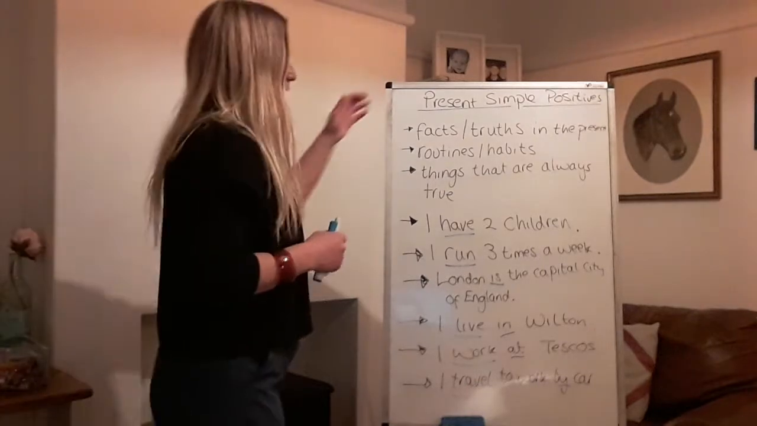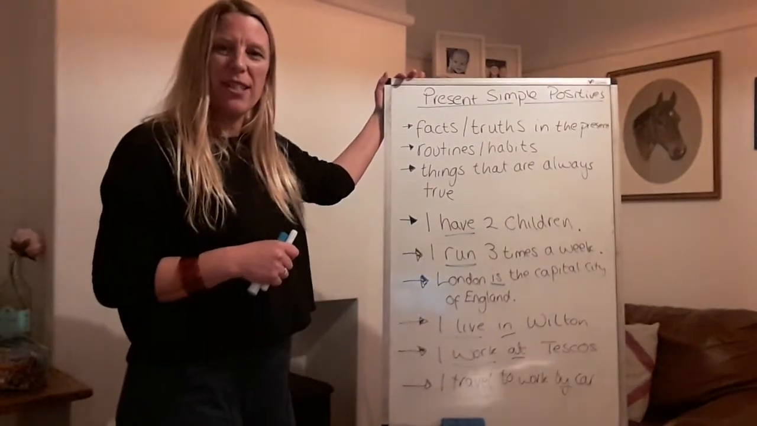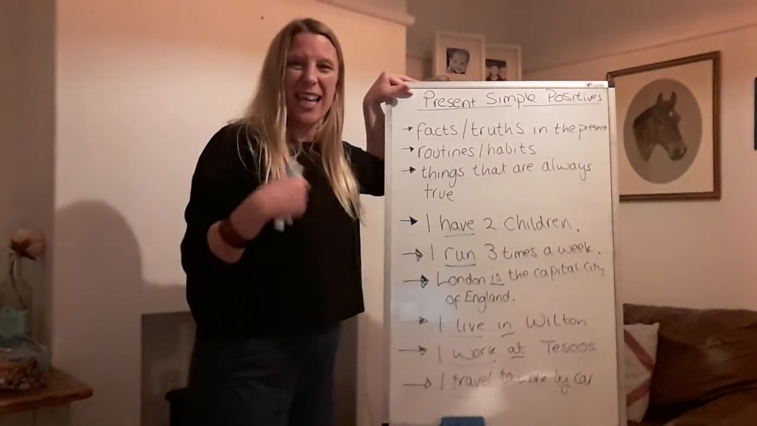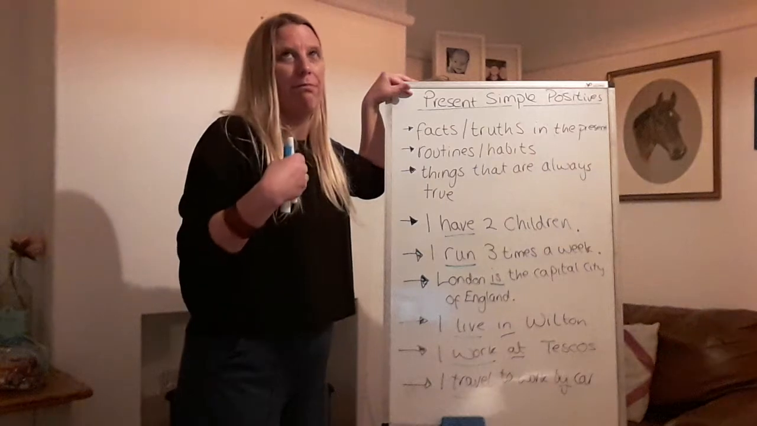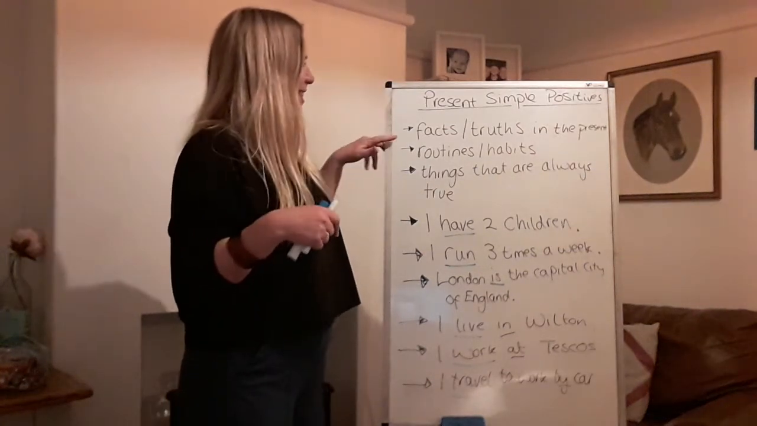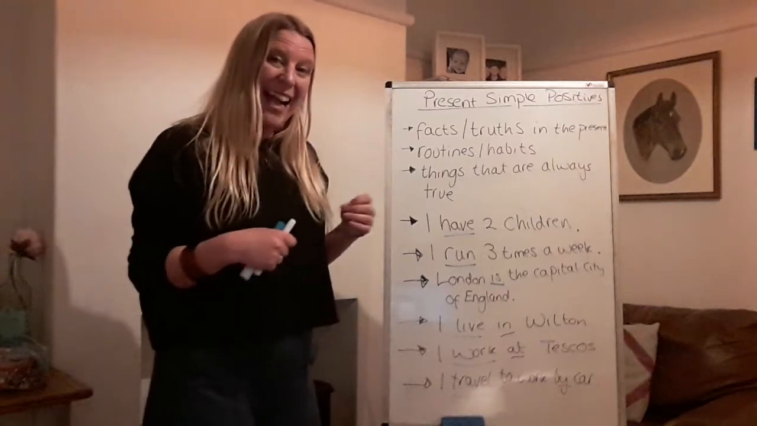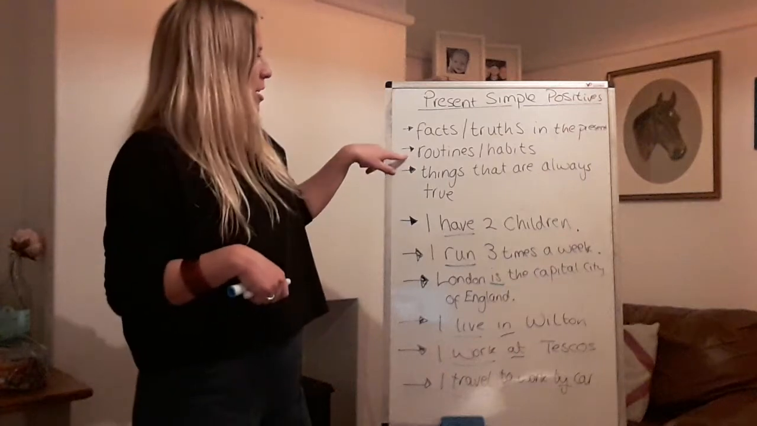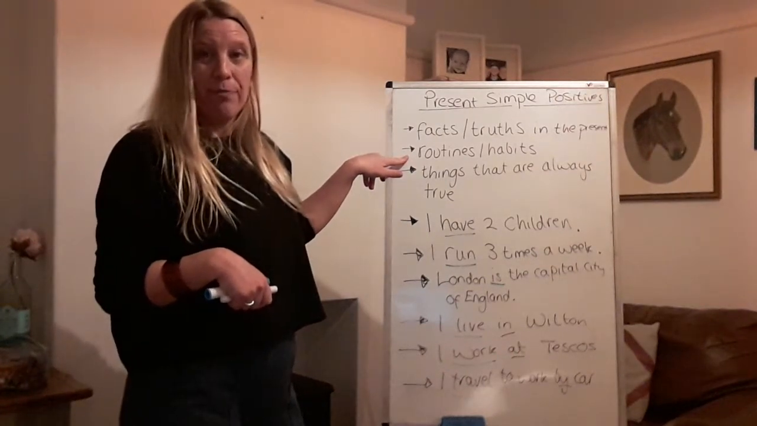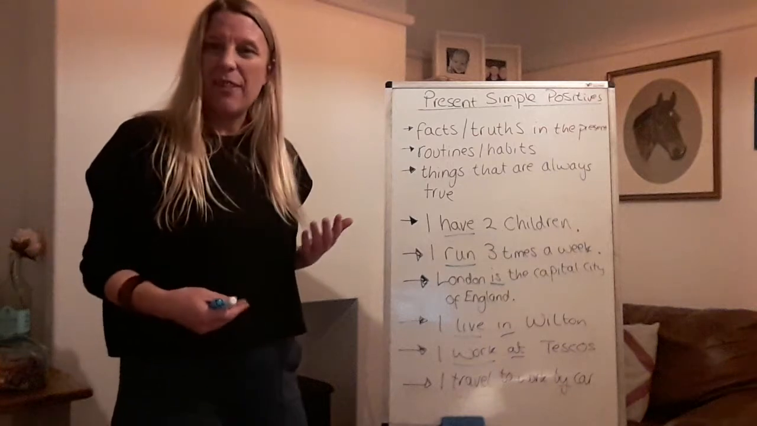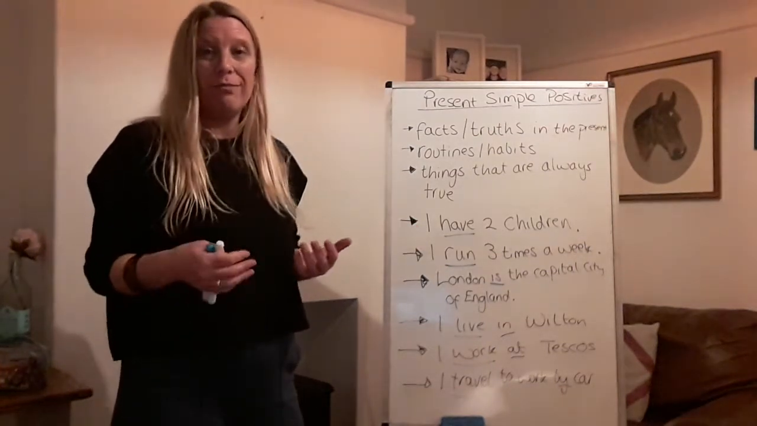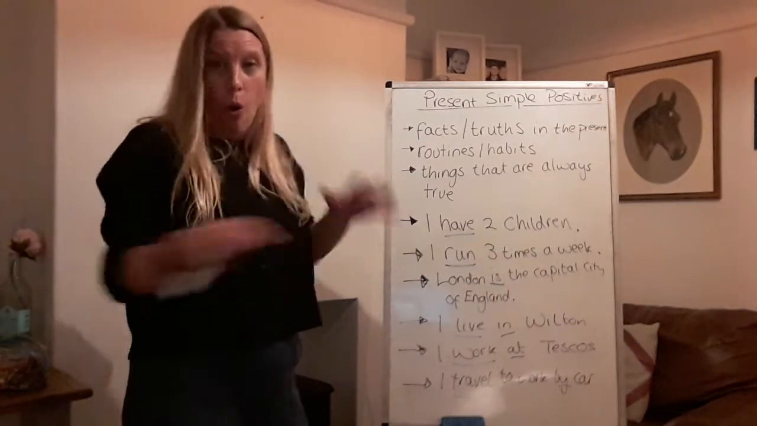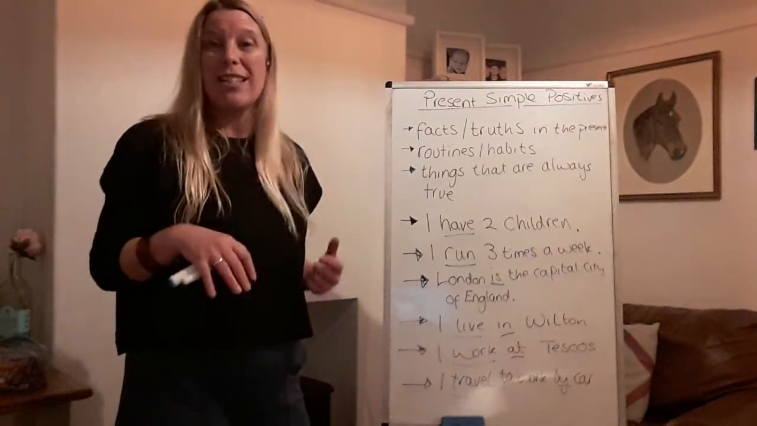Okay, so up here we've just got some reminders of the present simple from last week. So in the positive, we use the present simple to talk about facts or truths in the present, things that are true now. Routines and habits, things that we do regularly, often, 2 times a week, at the weekends, on Sundays. And things that are always true. We use the present simple for those things.